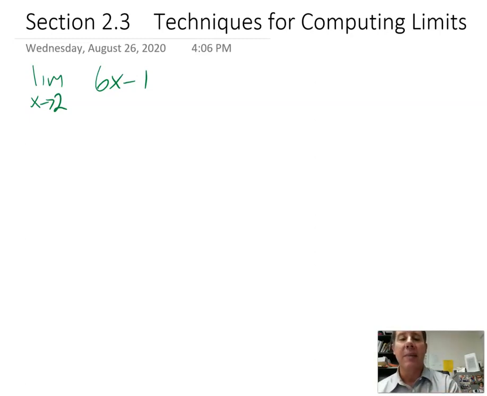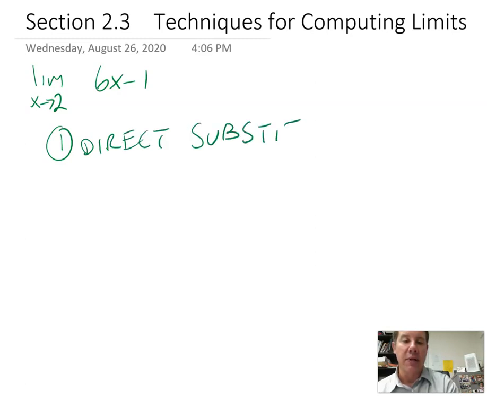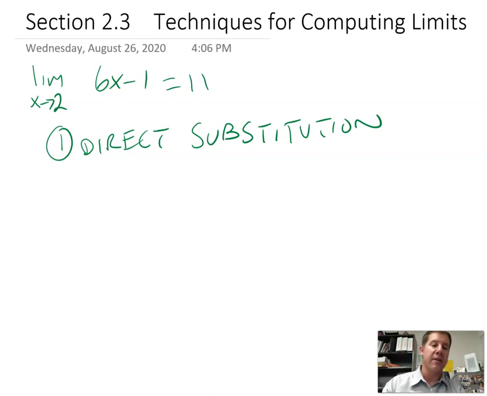When you're solving a limit algebraically, the very first thing you should try each and every time is direct substitution. You just want to plug in where you're trying to find the limit. In this case, I would plug in 2, and I'd get 11. So the limit as x approaches 2 in this case would be 11. 6 times 2 is 12, minus 1 is 11.